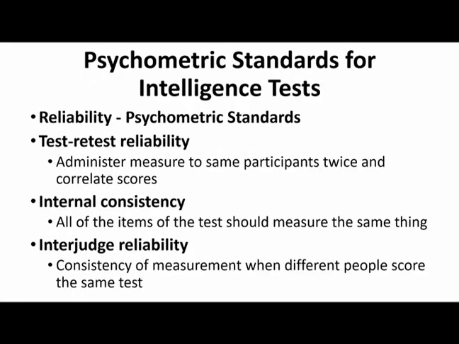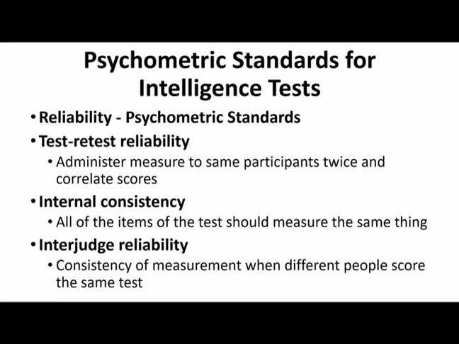Let's start with the concept of reliability. The key point of a reliable measure is going to be something that is consistent, especially over time. We're going to talk about three key forms of reliability that are especially important for these kinds of psychometric standards, or our testing setups. The first of these types of reliability is the test-retest reliability.